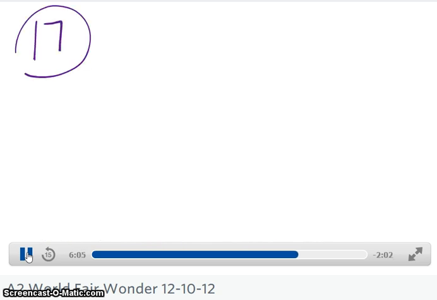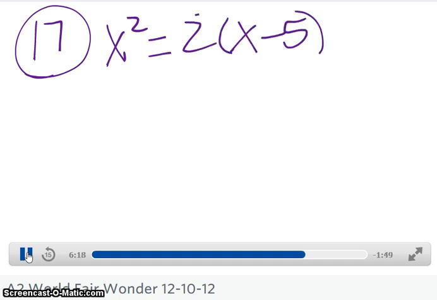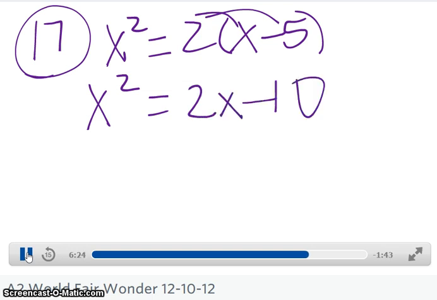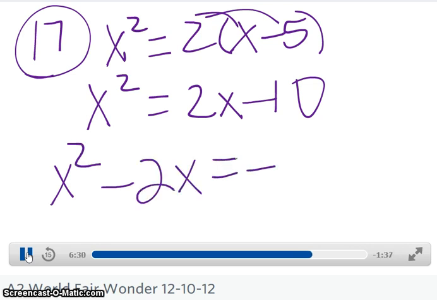Looking for anything else that might be an issue. 17. It's not circled, so you're going to complete the square, but you still want to get rid of that parentheses. So you're going to say x squared is equal to, it was 2 times x minus 5. You need to distribute that 2. x squared is equal to 2x minus 10. You need the constant by itself since we're completing the square. So x squared minus 2x is equal to negative 10, and that one is ready to go.